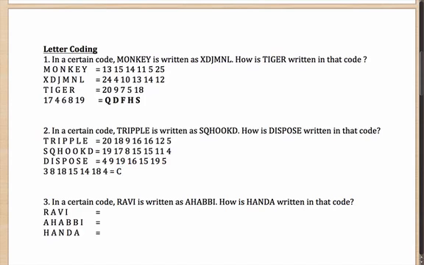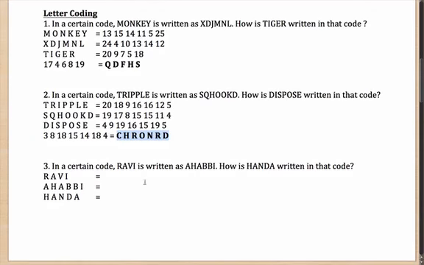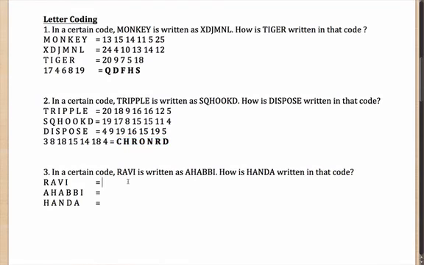This translates to C; just before I is H; 18 is R; 16 has become 15, so this will be O. Then I have 14, which is N, 18, which is R, and 4, that is D. So the code that we were looking for, dispose, will be CHRONRD.